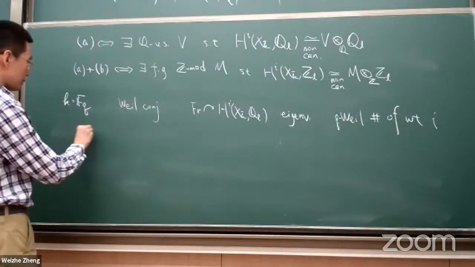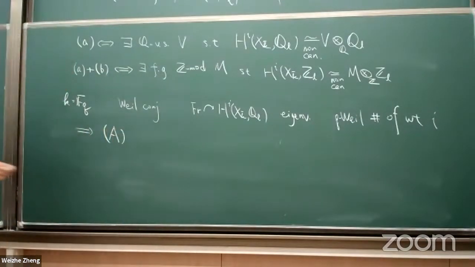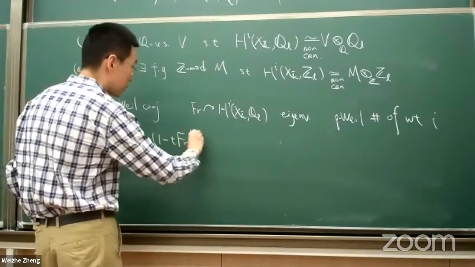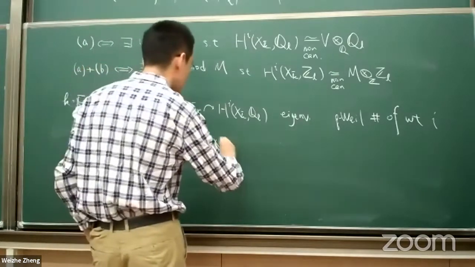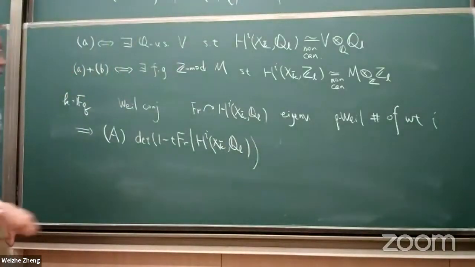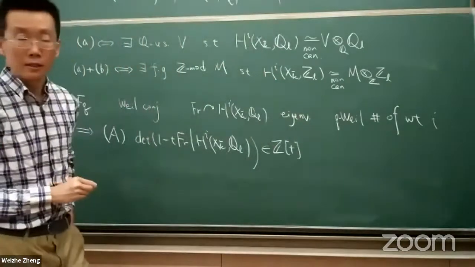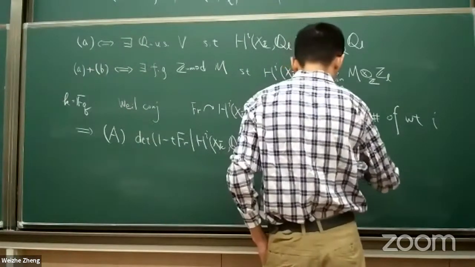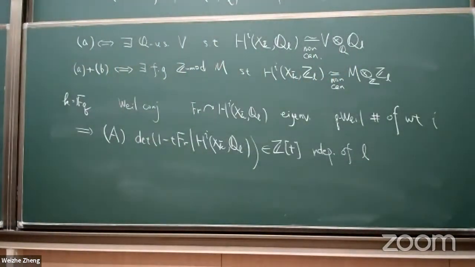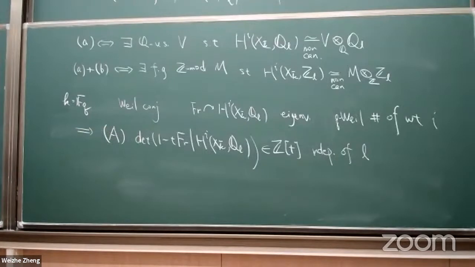implies something slightly stronger than A that I call capital A: if you look at the reciprocal characteristic polynomial of Frobenius acting on H^i(Q_l), this is a polynomial with coefficients in C and it's independent of l. Of course, this small a is just a special case of capital A.